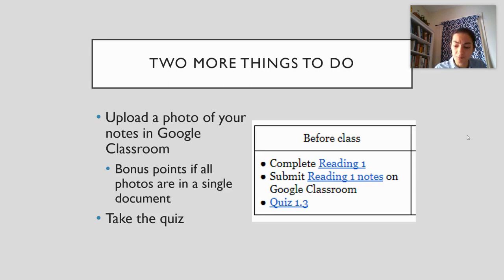Once you've done your reading, once you have taken your notes, once you have double-checked that all your key terms are included and so on and so forth, there are two more things to do to ensure that you earn full credit as a homework assignment. Number one, please take a photo of your notes or run it through a scanner if that's something you have available to you, and upload them to the relevant assignment in Google Classroom.